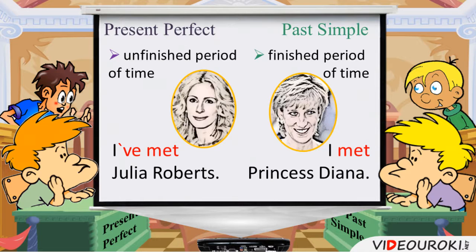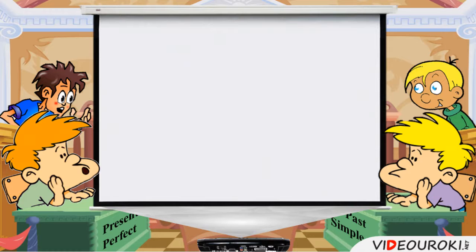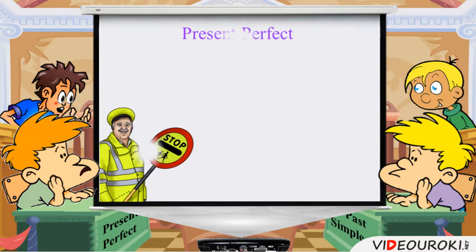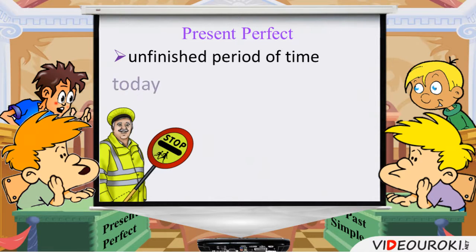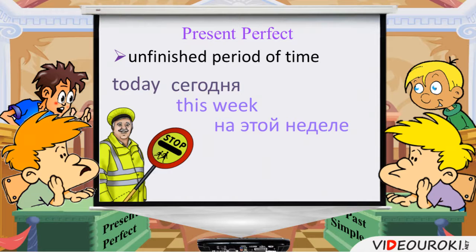That's why the words which describe an unfinished time period may be called signals of the present perfect tense. Look. Today – сегодня. День еще не завершен. This week – на этой неделе. This year – в этом году.